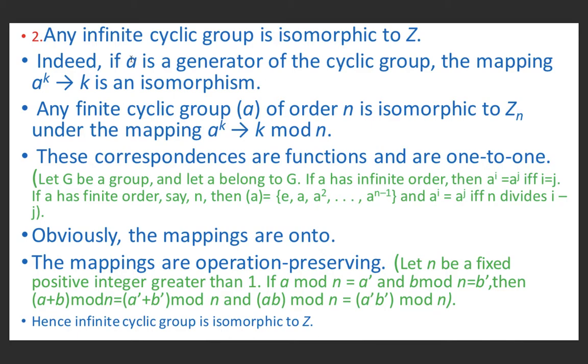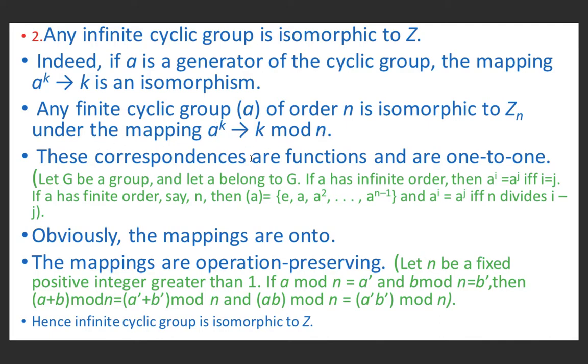Now the next example is: any infinite cyclic group is isomorphic to Z, where Z is the set of integers. Indeed, if a is a generator of the cyclic group, the mapping a^k to k is an isomorphism. Any finite cyclic group of order n is isomorphic to Z_n under the mapping a^k to k mod n.